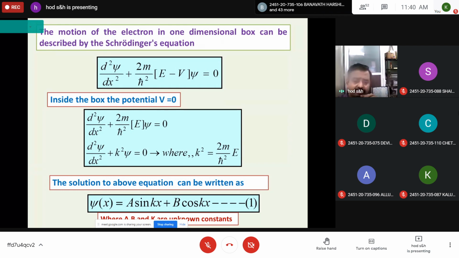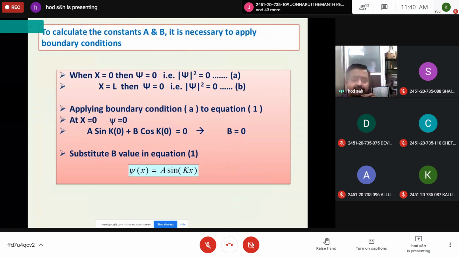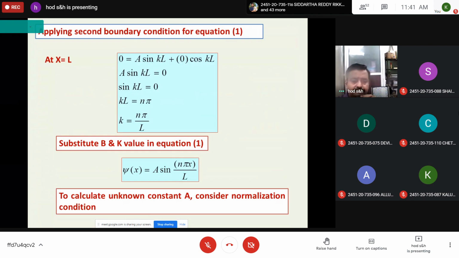So if x is equal to 0, then psi is equal to 0. Therefore 0 is equal to A sin k0 plus B cos k0. So sin 0 is 0 and cos 0 is 1. From this you will be getting B is equal to 0. Therefore, the second boundary condition is if x is equal to L, psi is equal to 0.